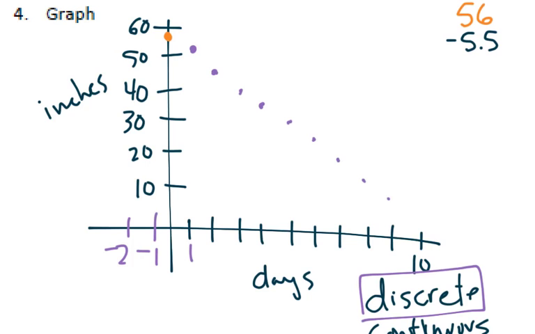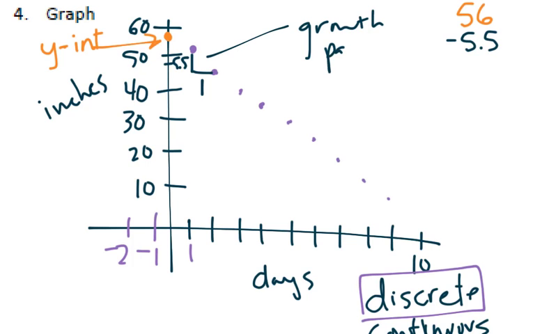Okay, now where do I see my starting point? Right here. It's my y-intercept. Okay, where do I see my growth? Well, right here. As I go to the right one, I'm going down 5.5. Down 5.5 to the right one. Down 5.5 to the right one. Okay, that's where we see our pattern of growth. So growth, pattern, and then our y-intercept is our start.